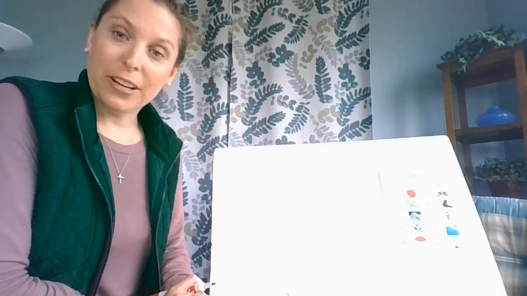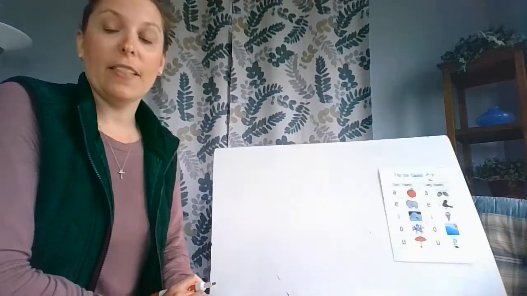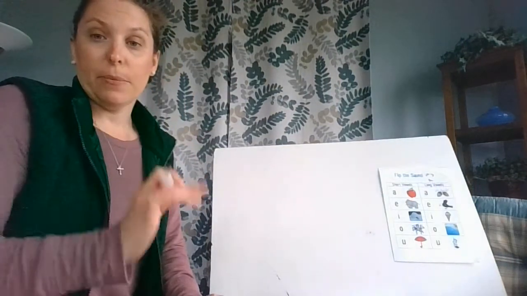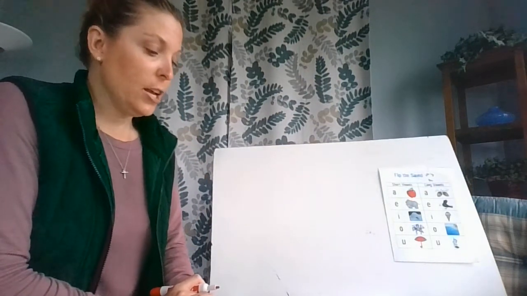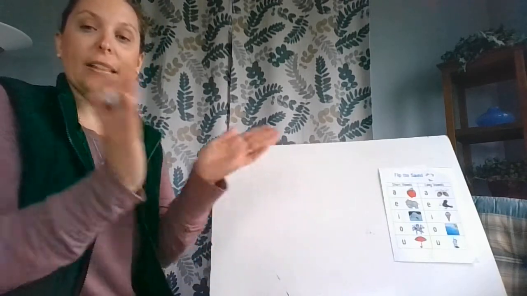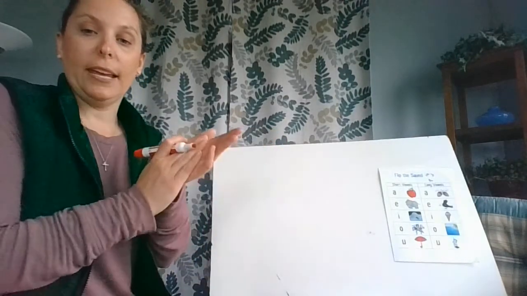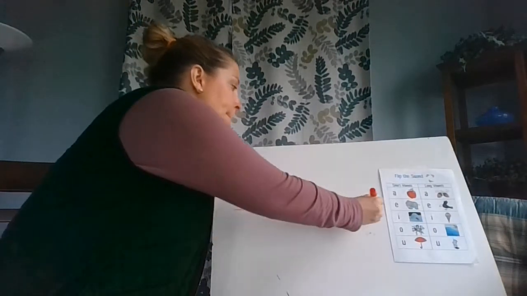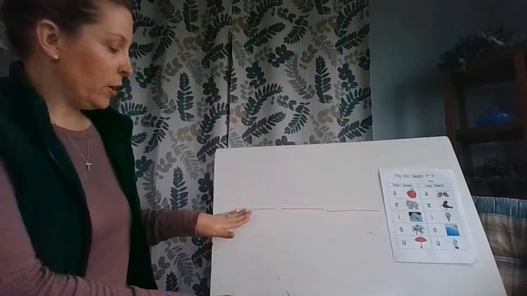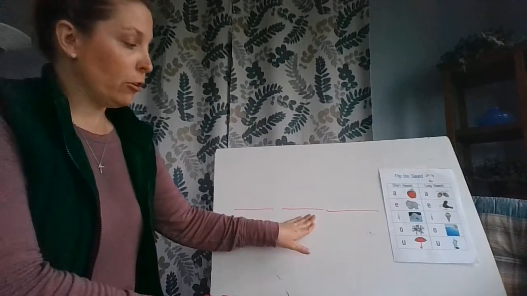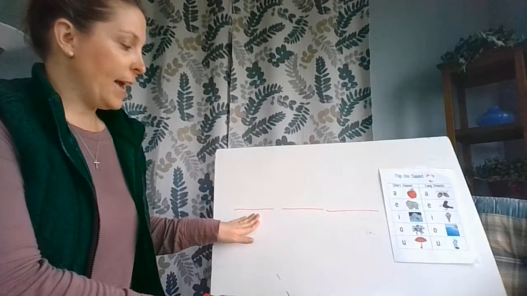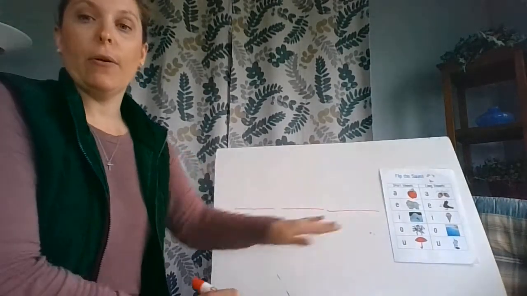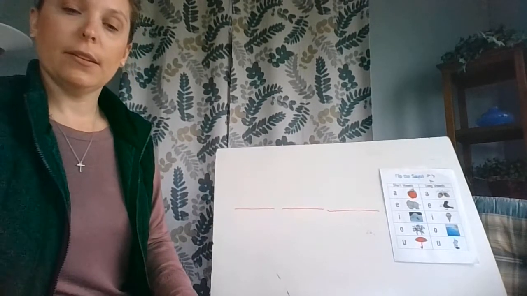But if I'm plastering, that's a verb, right? That means to plaster something. I'm actually doing it, all right? So let's clap plastering. Plastering. 3 syllables. Let's draw 3 lines, please. Okay, so we have plastering. Plastering. Go ahead and write the word for me, please.